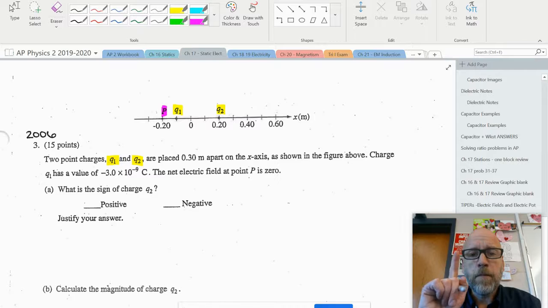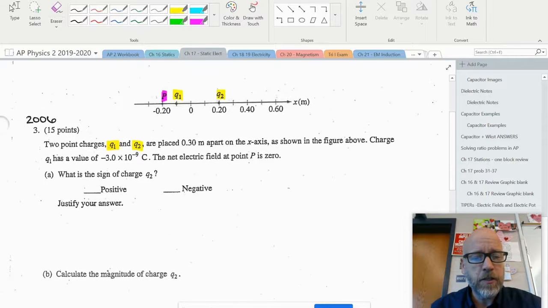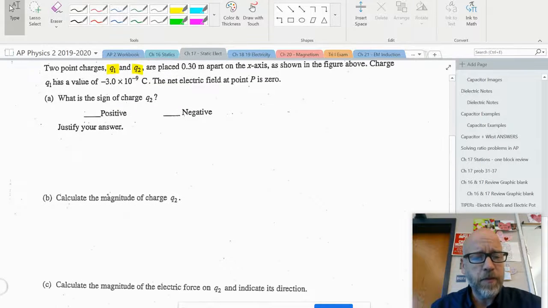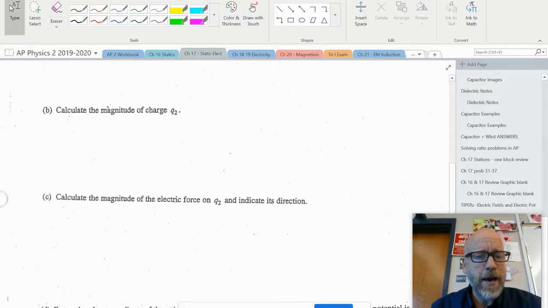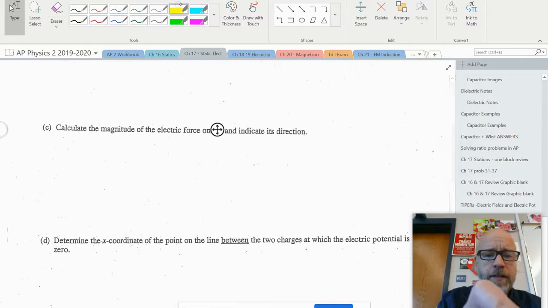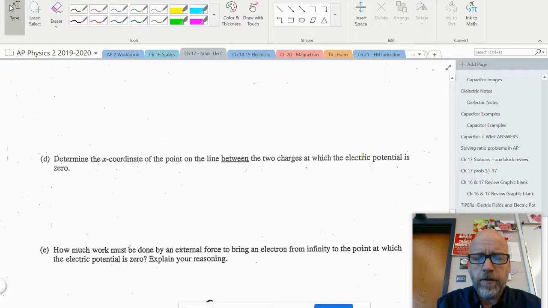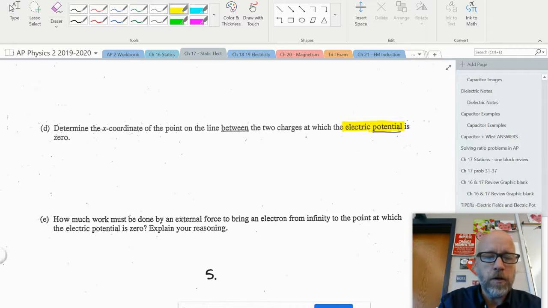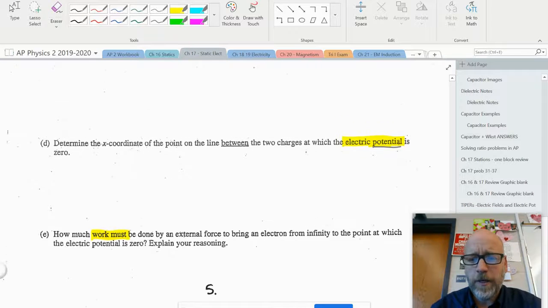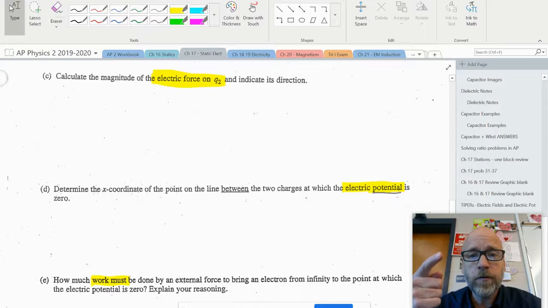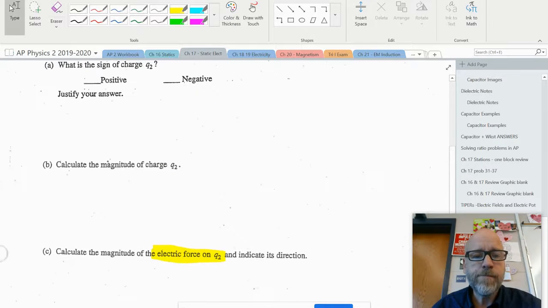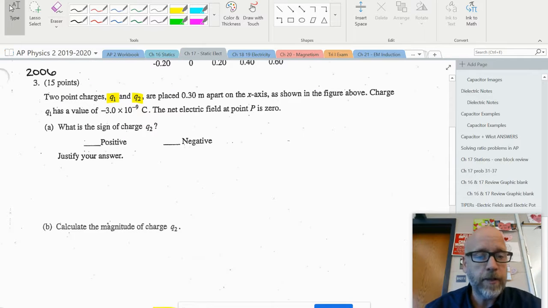Now, before I begin, I always try to give a glance of the whole problem. First, it's asking about the sign. Then calculate the magnitude of the charge. Then calculate the electric force. Determine a point where the electric potential is zero. And then how much work. Okay. So I just gave it a quick glance. I know that I'm going to have to do forces, voltage, and work in this problem. With more experience, you'll see right away where that's going to take us.